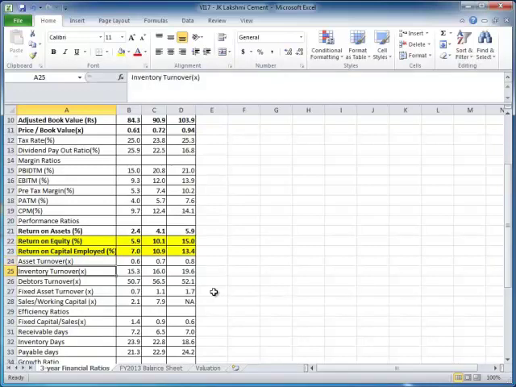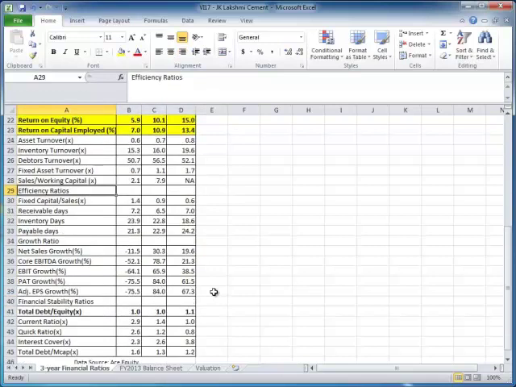Then we have inventory turnover, so that's looking at inventory and total revenue. And then likewise with debtor turnover and fixed asset turnover, and these numbers are all relatively stable over the 3 years. They're rising a little bit, and then we have sales to working capital, which is also rising, and we don't have a value for the final year.